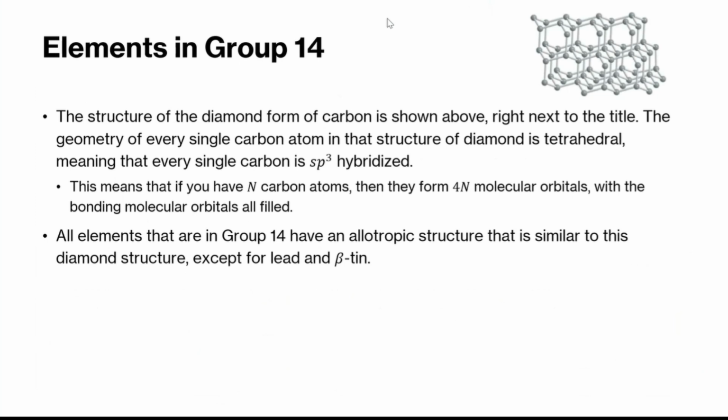Every single carbon atom is sp3 hybridized, and they thus have a tetrahedral arrangement, which means that if you have n carbon atoms, then they form 4n molecular orbitals, where all the bonding molecular orbitals are filled. Now, in addition to that, all elements in group 14 have an allotropic structure that's similar to this diamond structure, except for lead and beta tin, which have different structures than the diamond structure.